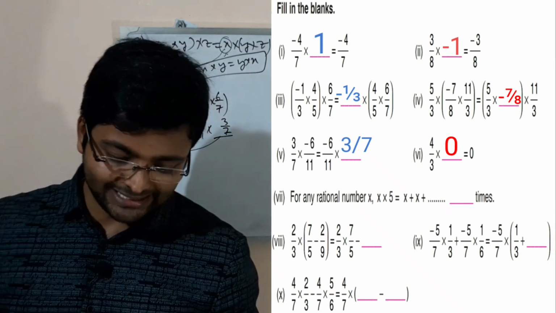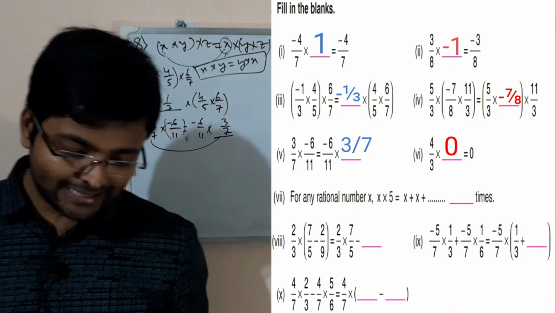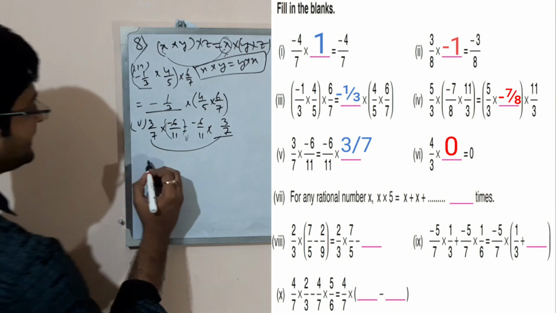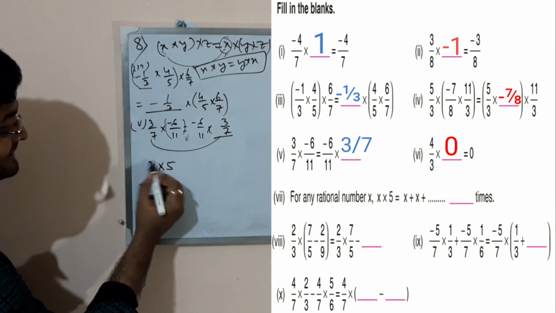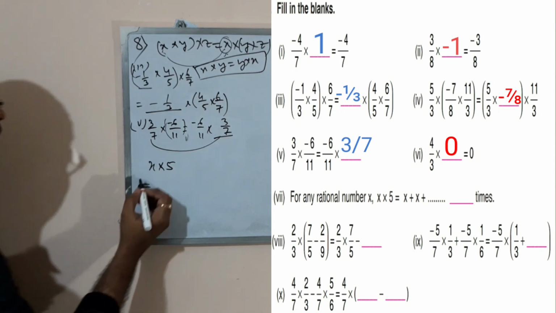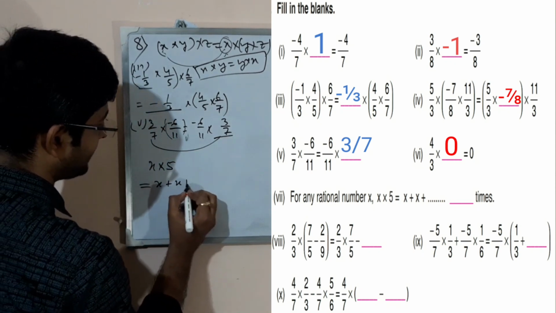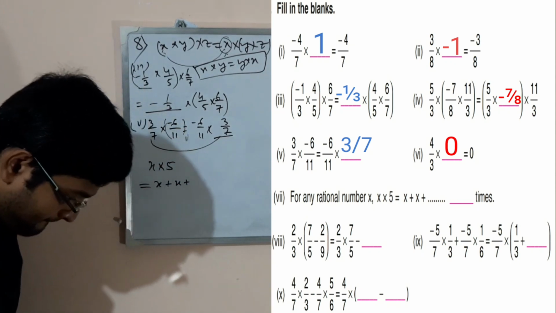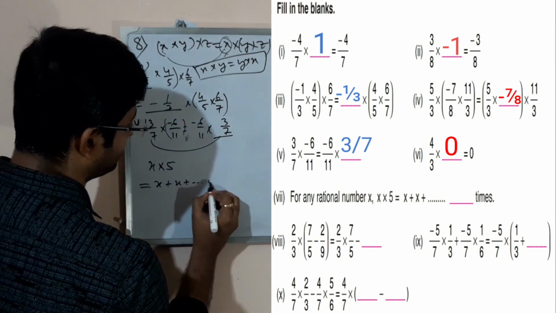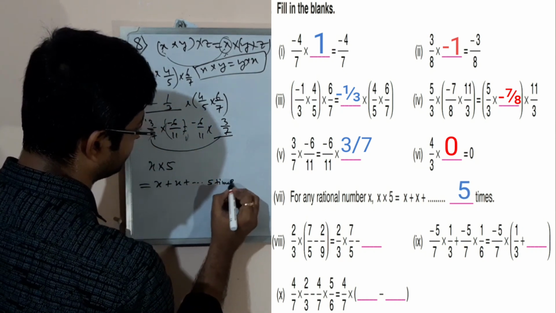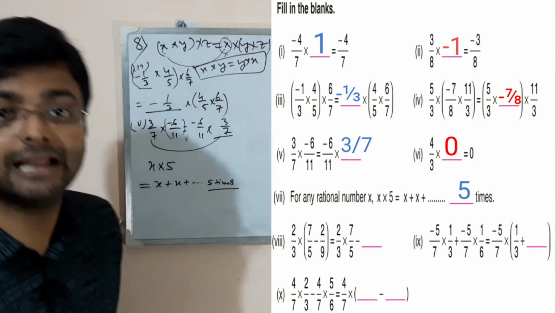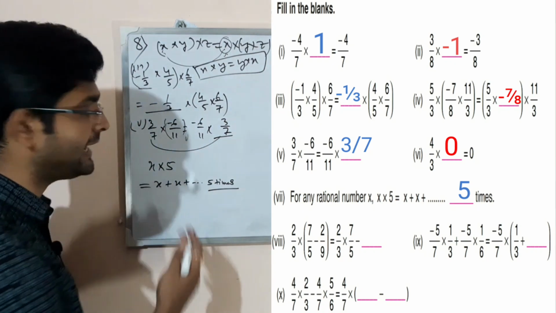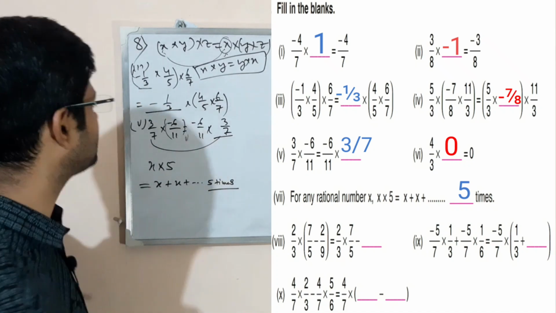Number 7 question: for any rational number x, x into 5 can be written as, see it is very easy, x into 5. That means x is multiplied 5 times, so x can be added 5 times, dot dot dot, 5 times. If the coefficient is 11, then 11 times; if the coefficient is 10, then 10 times. You have done this in class 6.